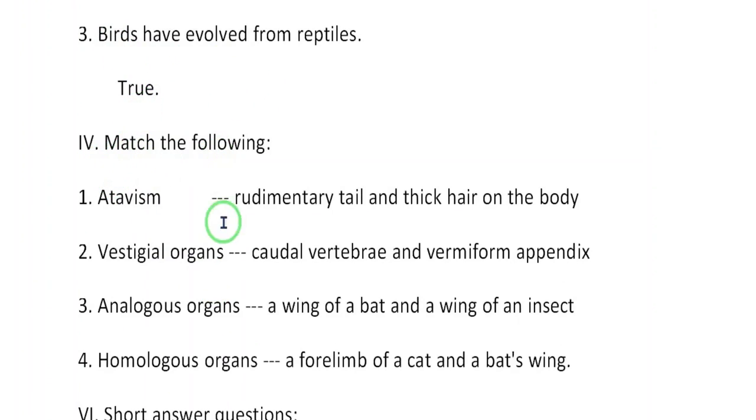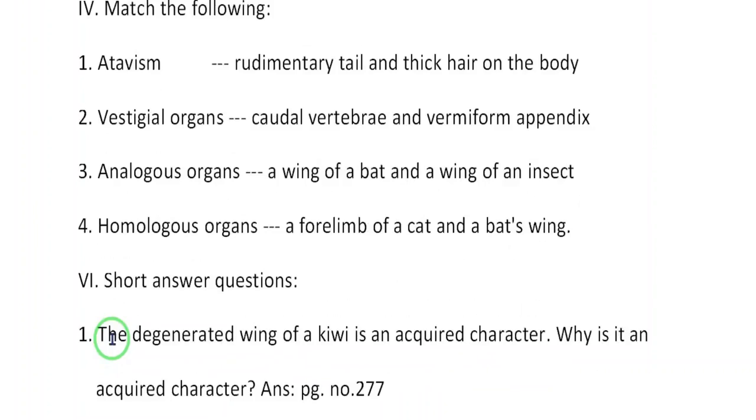Roman number 4. Match the following. Here I have given the correct answers, so you have to write them correctly. Atavism: rudimentary tail and thick hair on the body. Vestigial organs: caudal vertebrae and vermiform appendix. Analogous organs: a wing of a bat and a wing of an insect. Homologous organs: a forelimb of a cat and a bat's wing.